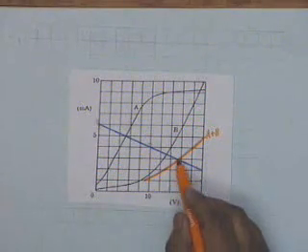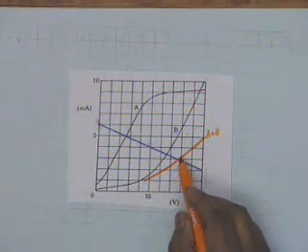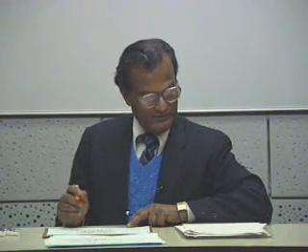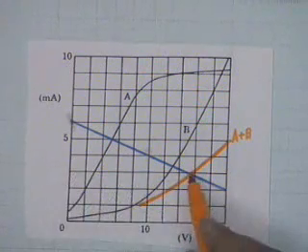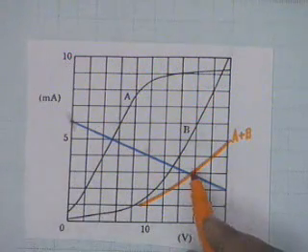So I mark these points and join them by a straight line. The intersection gives me the values of V and I. You can read small v as 15.5. This is 15.5. And small I, that is the current, is about 2.9 milliamperes. So I know the current and I know the composite voltage.